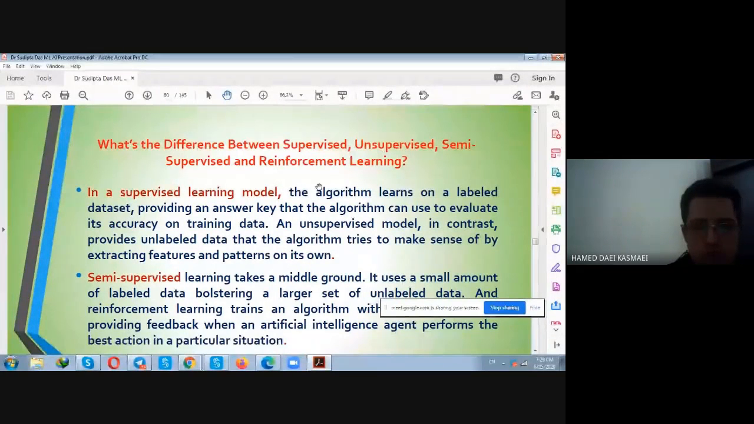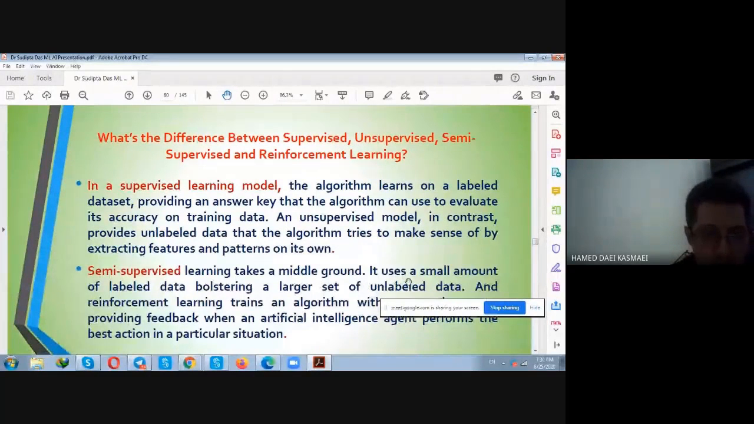In a supervised learning model, the algorithm learns on a labeled data set that a human has labeled for you, providing an answer key the algorithm can use to evaluate its accuracy on training data. An unsupervised model, in contrast, provides unlabeled data that the algorithm tries to make sense of by extracting features and patterns on its own. Semi-supervised learning takes a middle ground. It uses a small amount of labeled data, bolstering a larger set of unlabeled data. So we have both labeled data and unlabeled data in semi-supervised.